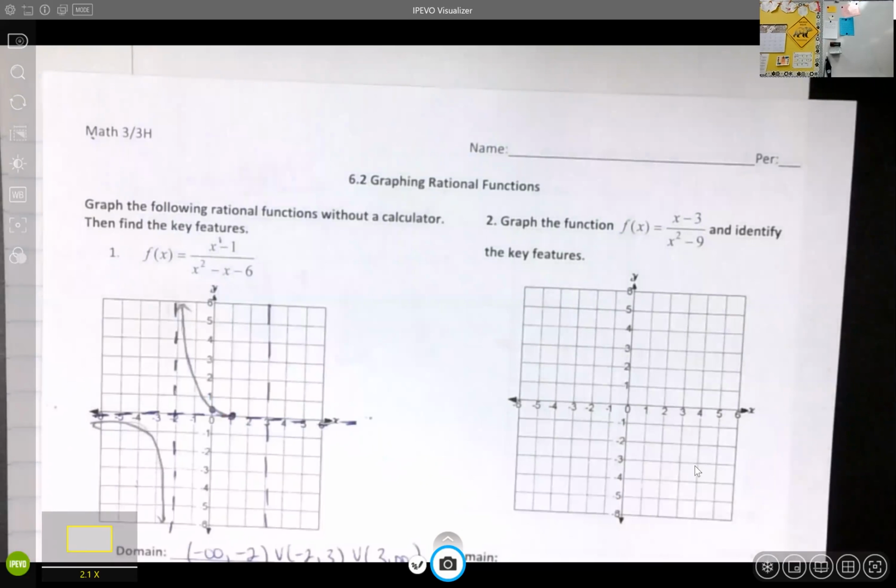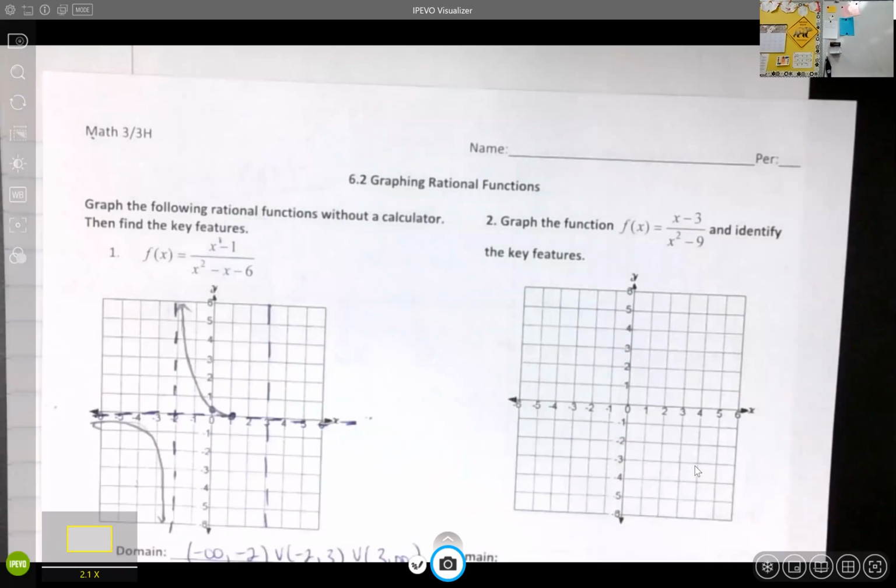hit the x-axis. Now I have to figure out between 1 and 3 if the graph's going to go up and be positive or if it's going to go down and be negative. Okay? So you have to figure that out. So pick a number between 1 and 3. There's pretty much only one you can do, right? Unless you want to put a fraction in.